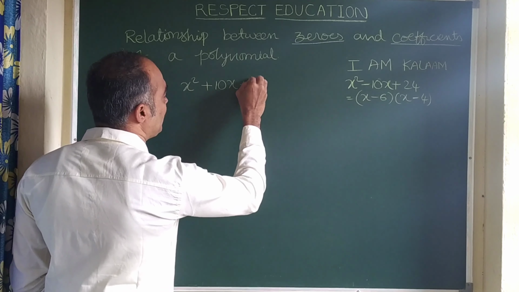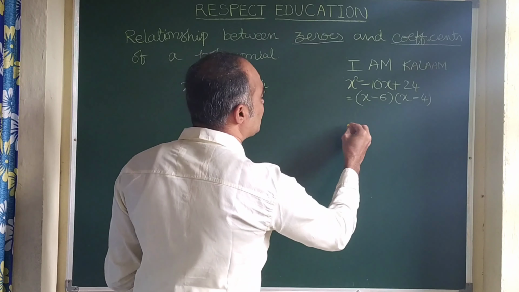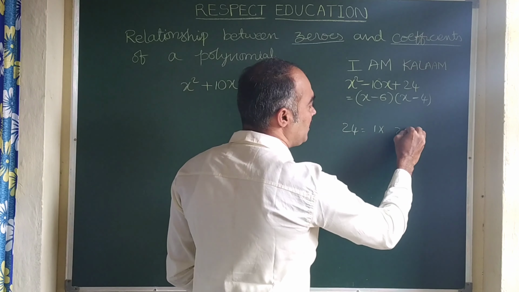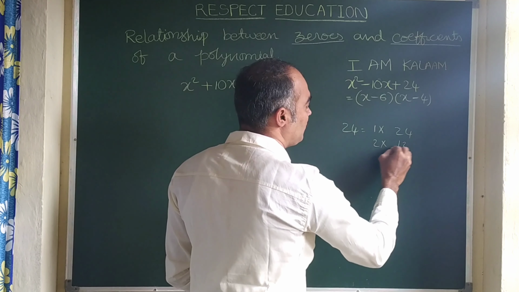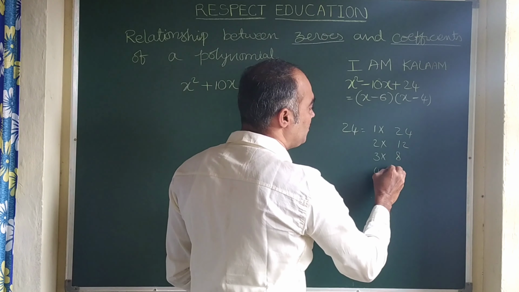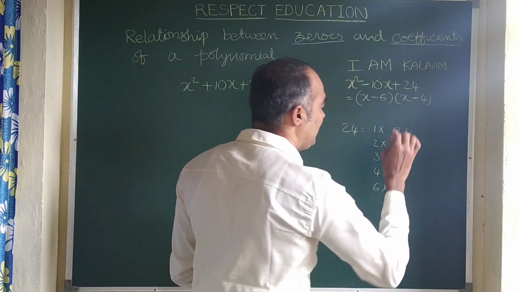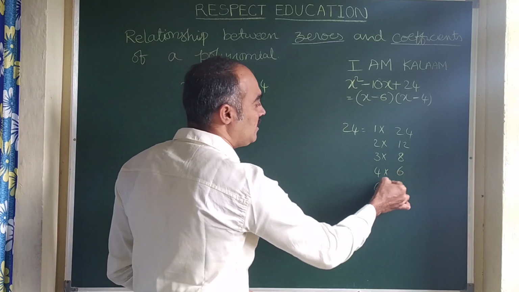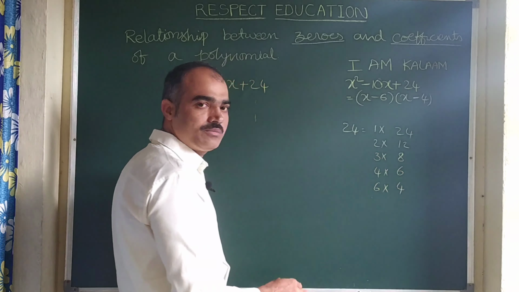Same way, first we need to multiply the first coefficient, the x square coefficient, with the constant: 1 into 24, 24. So let us write the factors of 24. 24 is 1 into 24, 2 into 12, 3 into 8, 4 into 6, 6 into 4. Right? Now here, let us give the symbols. As I have told you, when we get the repetition, we can stop. That's why I have stopped here.